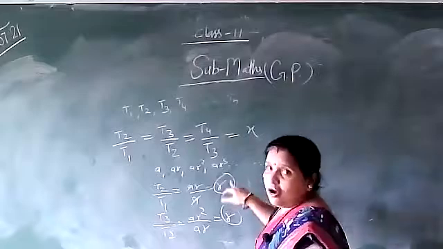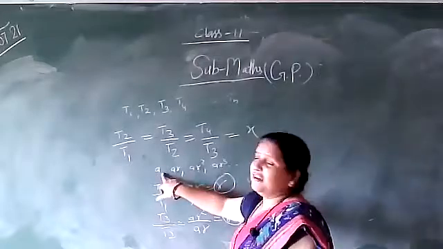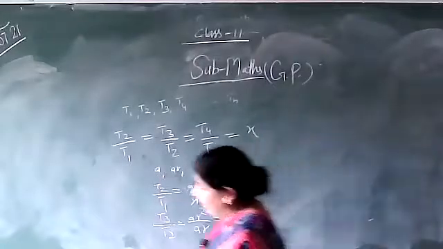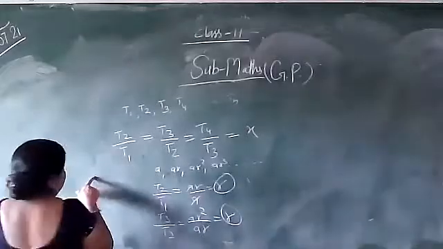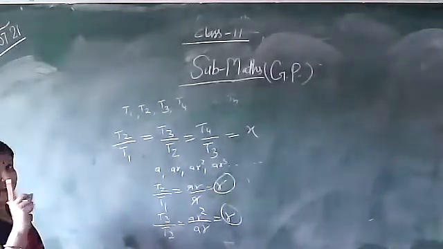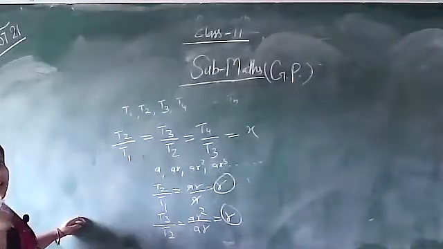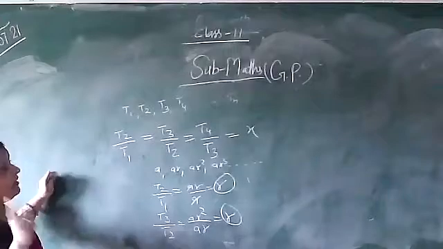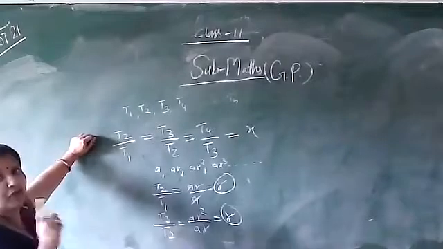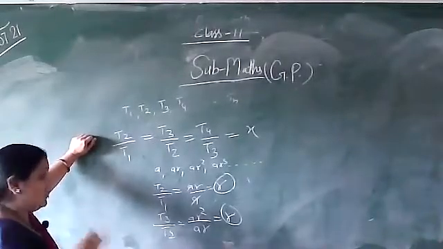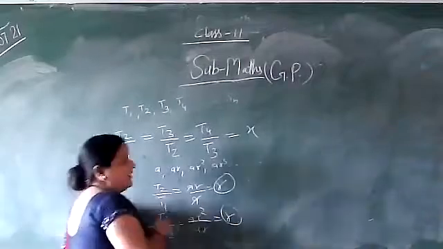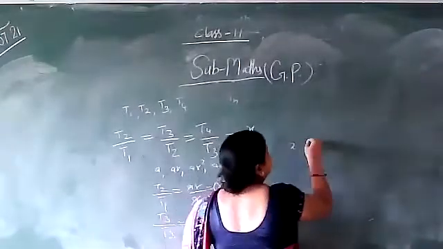R is the common ratio, A is the first term. In AP, as I explained, when the differences are the same, it is called D, the common difference, and the series is called AP. But when the ratios are the same, it is called GP.